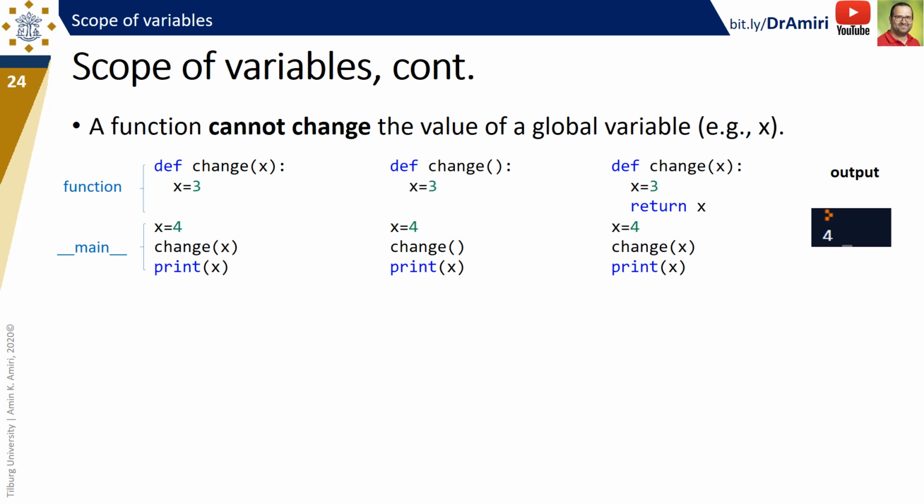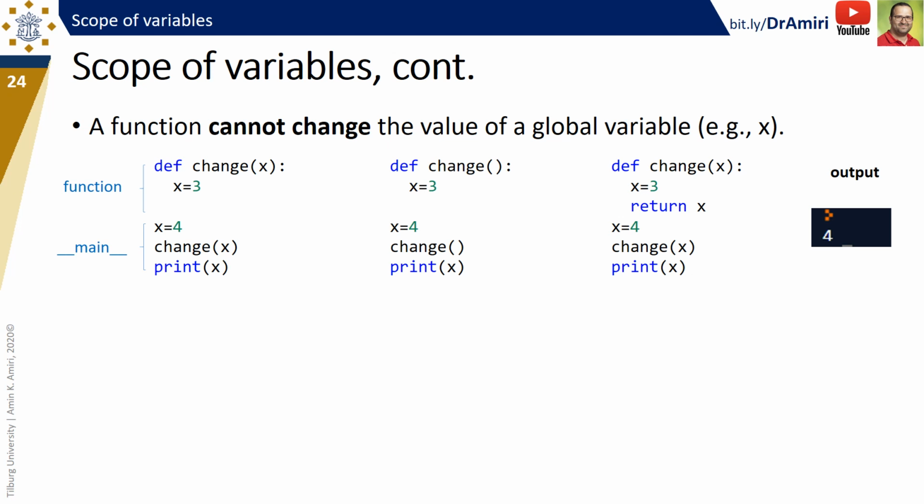As you can see here, the function change is trying to set X to 3. However, we also defined X and set it to 4 in the DOM domain. We know that the execution starts from the DOM domain and X equals 4. So what happens here is that the function change tries to set X to 3.